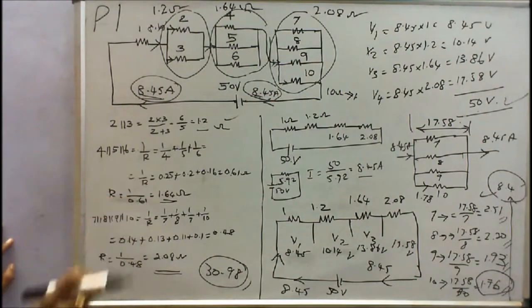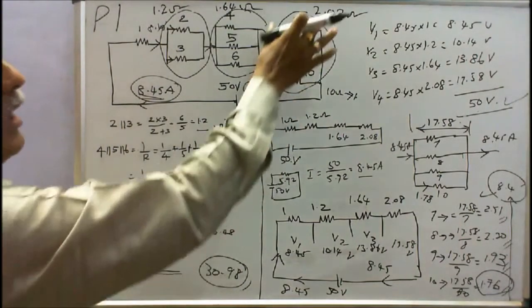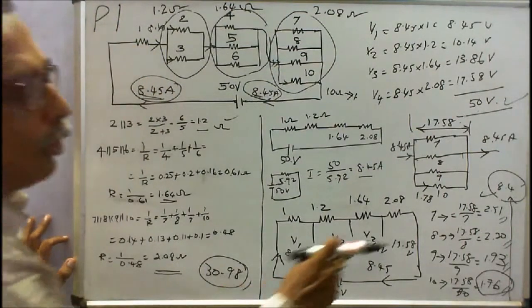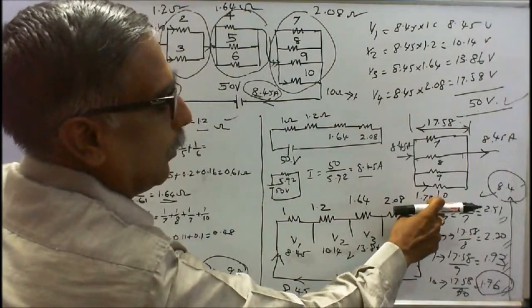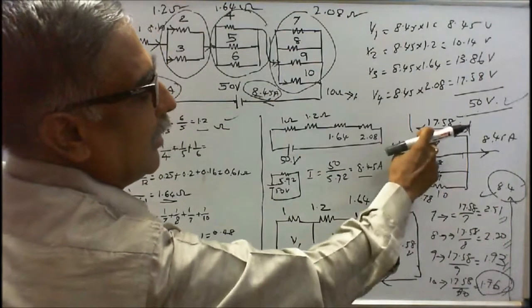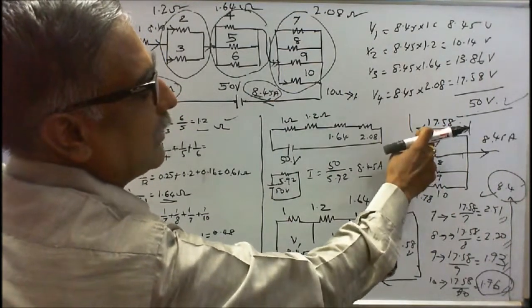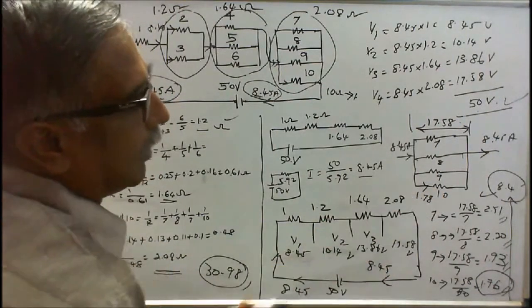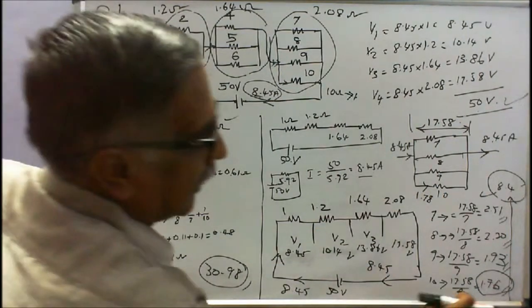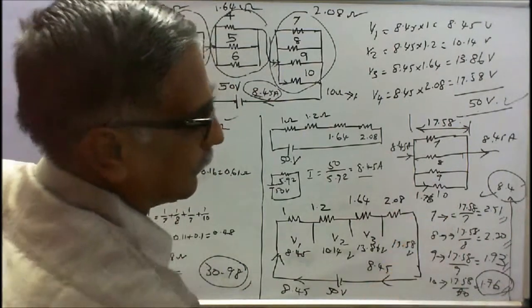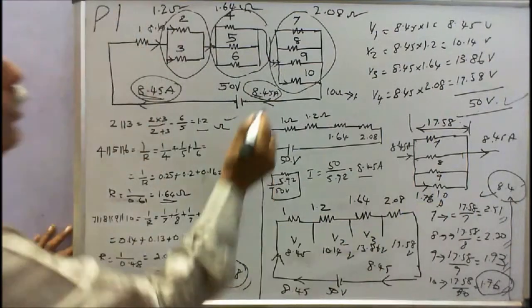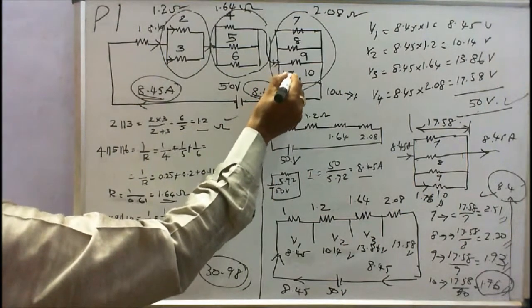I know the voltage across this unit. So that is 17.58. I is equal to V by R. V is 17.58. R is 10. Then I can find what is the total current. The current is 1.76 amps.